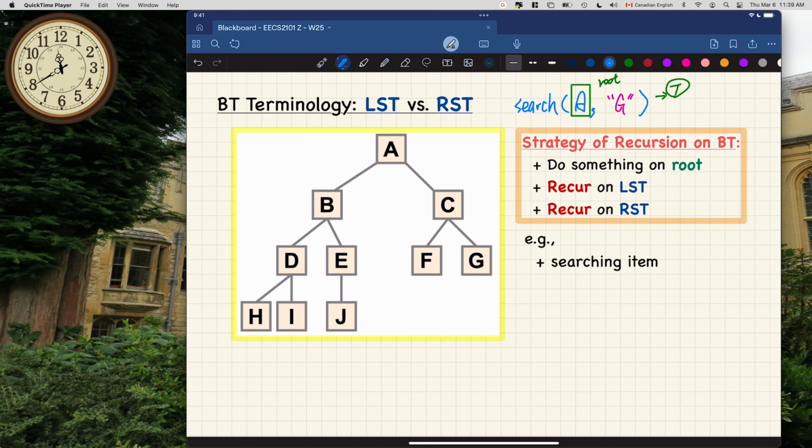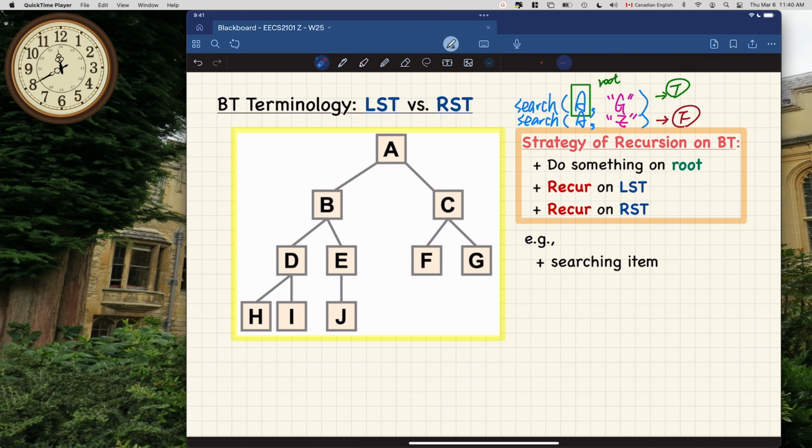I can give you another example here. If I want to search from the same root A for the value Z, apparently you can see the letter Z is not there. So that should be returning false. Either true or false. Let's now consider this problem recursively.